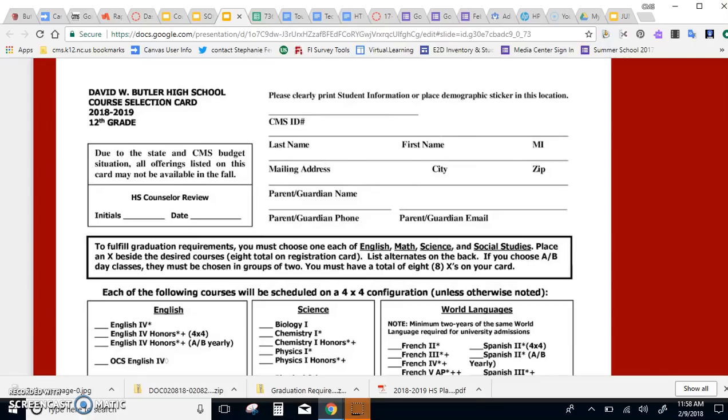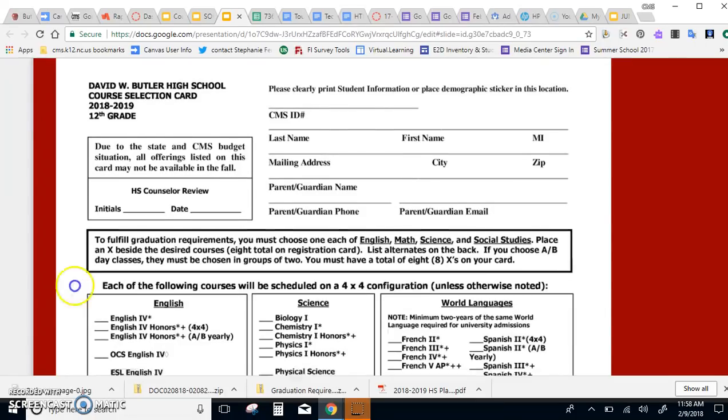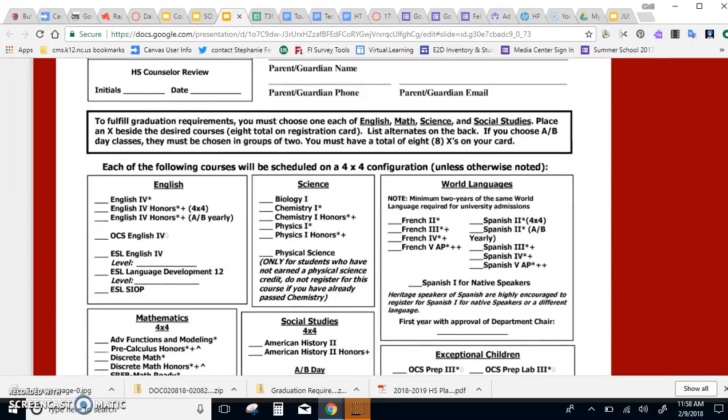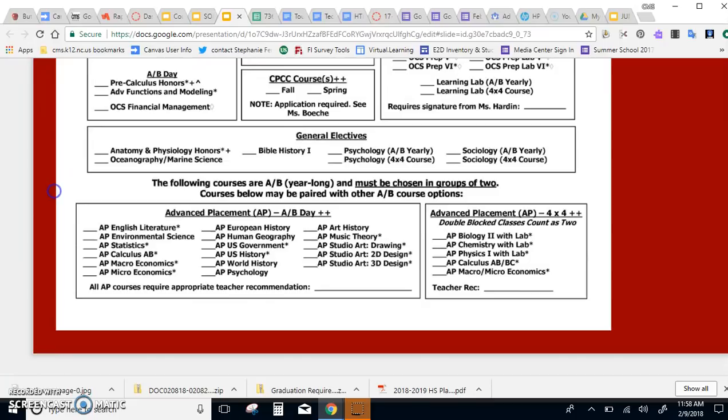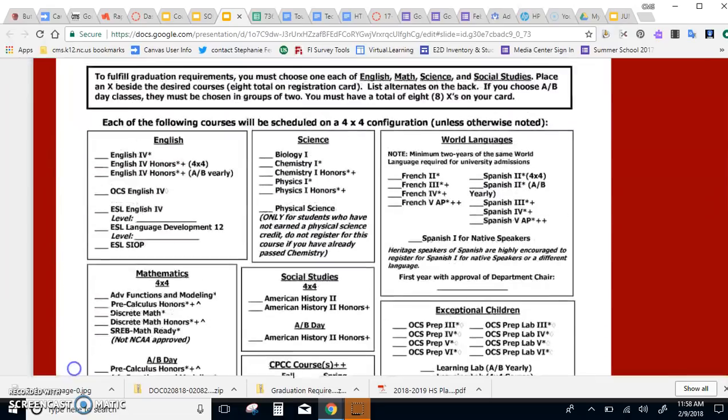Let's look at each section of the course selection card. Start with English. You can choose English at the standard, honors, or AP level. Most of the AP courses are listed on the bottom half of the card in the A Day, B Day section. If you're in the English Learners program, you can select the ESL English courses.